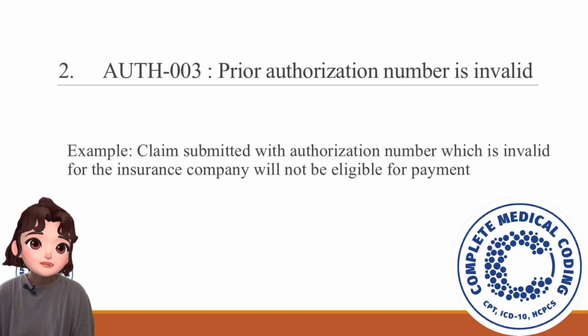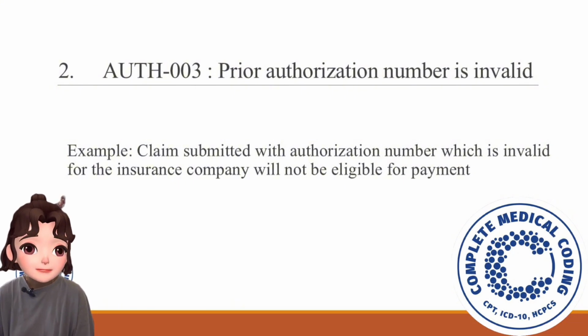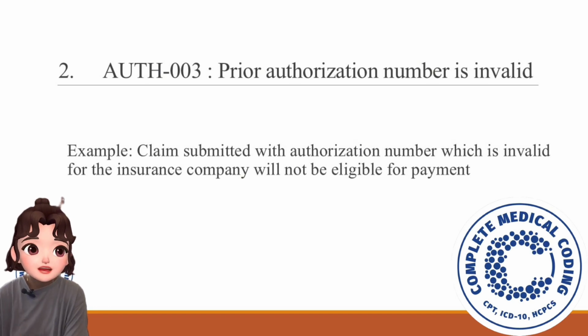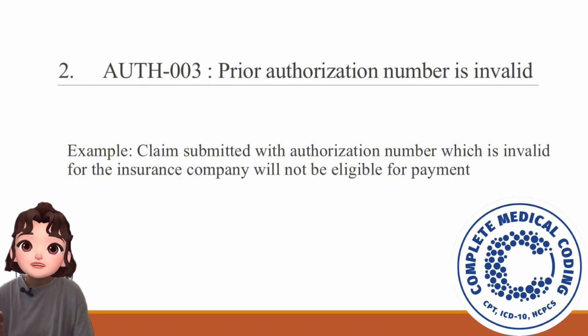Now what is the second one, which is similar to the first one? Auth 003: prior authorization number is invalid. A claim submitted with an authorization number which is invalid for the insurance company will not be eligible for payment. This is almost similar to the first one, but in the first one the prior approval was not obtained. The second one, auth 003, is where the prior auth is obtained but it is invalid.